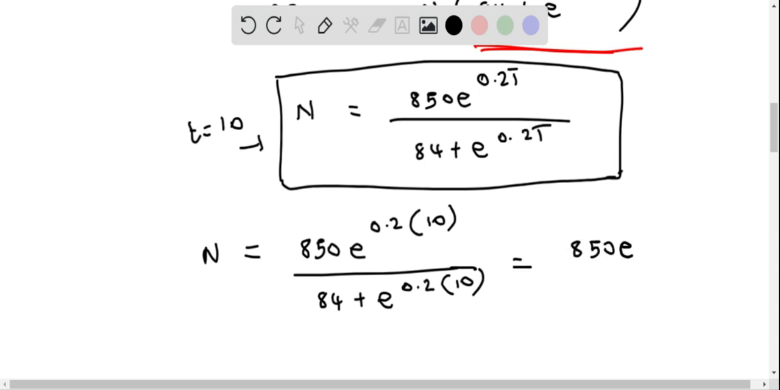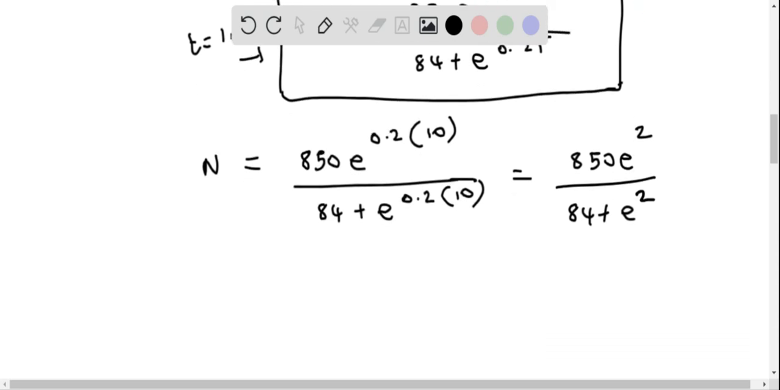850 e^(0.2 times 10), where 0.2 times 10 is basically 2, becomes e squared. And similarly, 84 plus e^(0.2 times 10) is once again 84 plus e squared. We can plug this into the calculator now. We just have to multiply 850 with e squared and divide by 84 plus e squared. And when we do that, we get approximately 68.72. When we convert this to a whole number, we get approximately 69. So this is the number of fish after 10 weeks. 69 fish are there after 10 weeks.